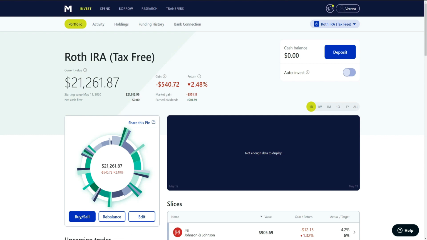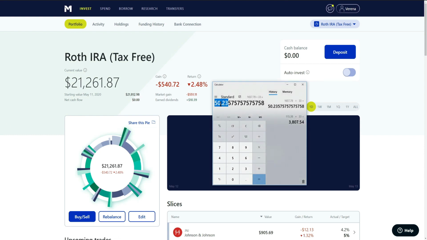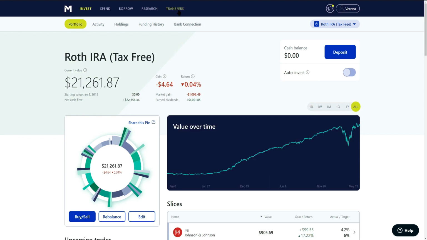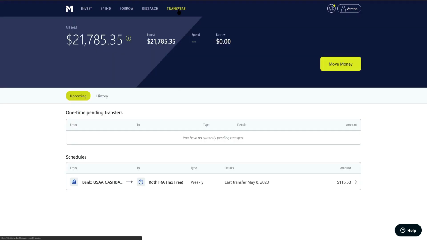Okay, so back to the calculator. Here's our number, $50.23. I'm going to go ahead and copy this number. We're going to head over into the transfers. Now inside of the transfers, you can see what our M1 Finance total is, how much we have invested currently, but we don't have anything that is borrowed. So everything that we have is currently 100% invested.